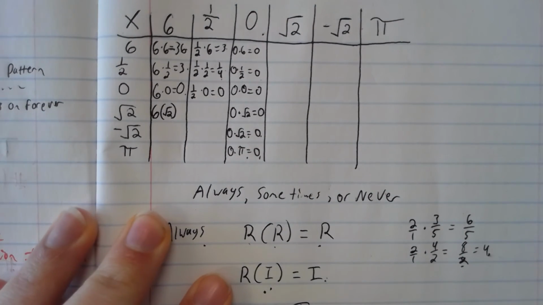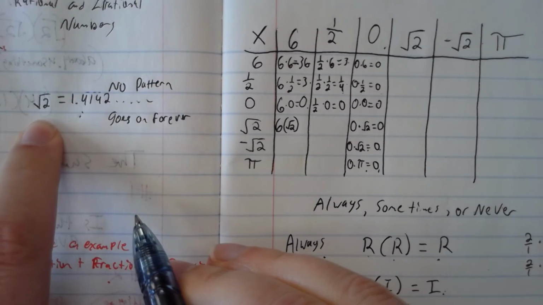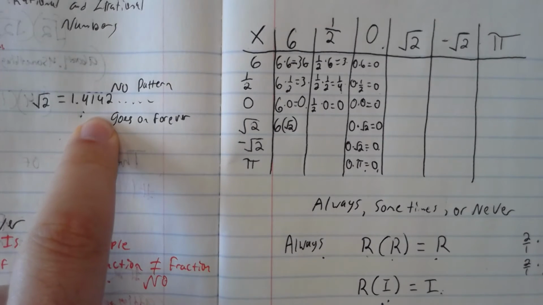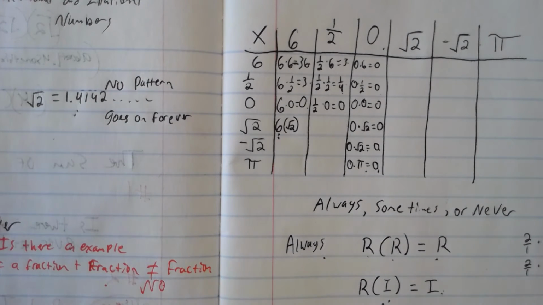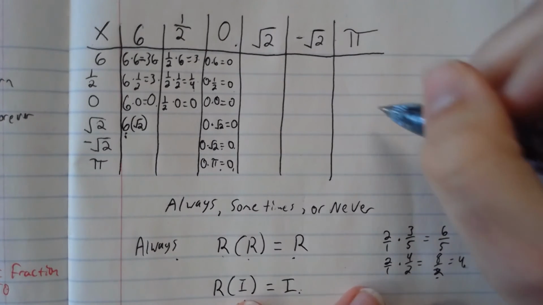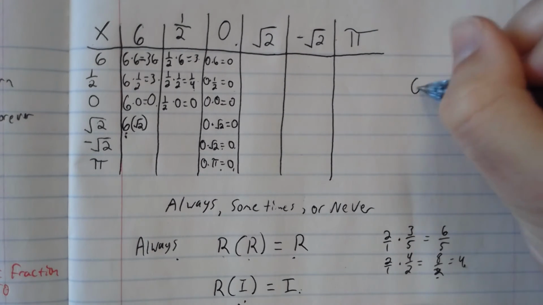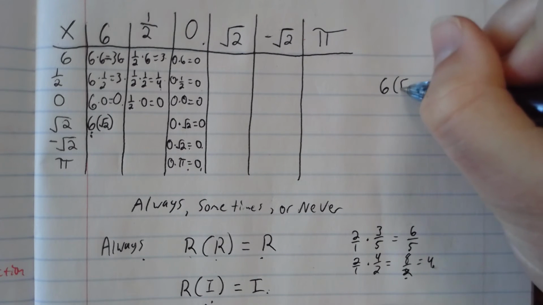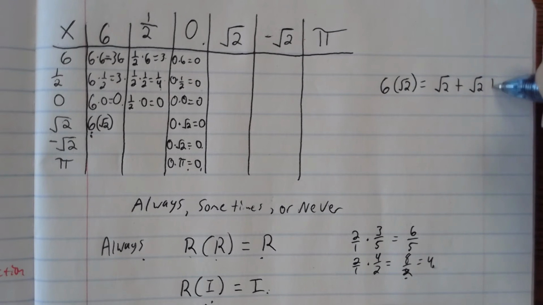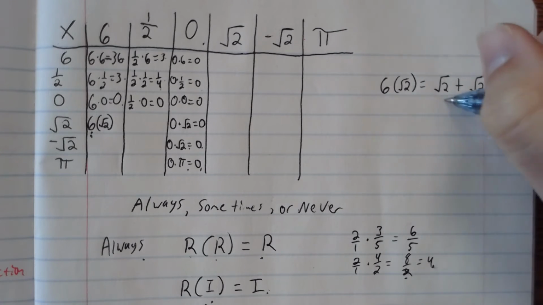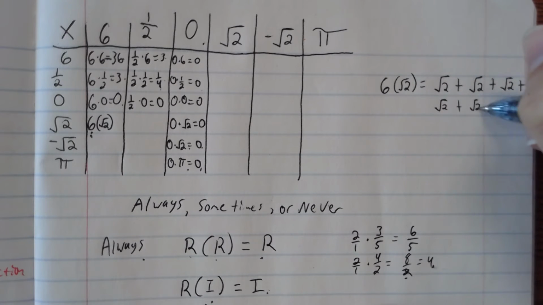Well, one way to think about this is if we review back to the decimal, like square root of 2 is an ongoing decimal that continues forever and ever. If we multiply that decimal by 6, all we're doing is adding square root of 2 plus square root of 2 plus square root of 2 plus square root of 2, like 6 times, right? So 6 times square root of 2, that's just square root of 2 plus square root of 2 plus square root of 2 plus square root of 2 plus square root of 2 plus square root of 2. It's just adding 6 square roots of 2.